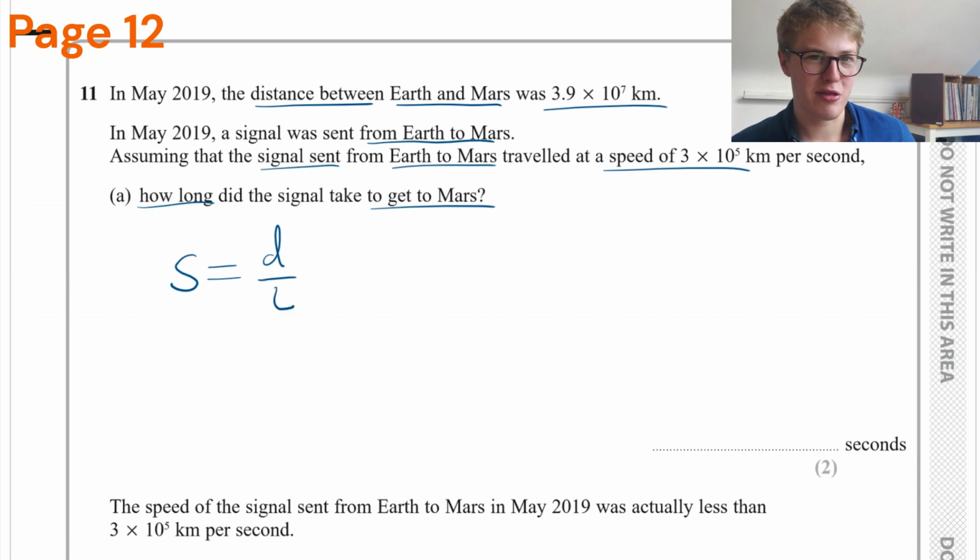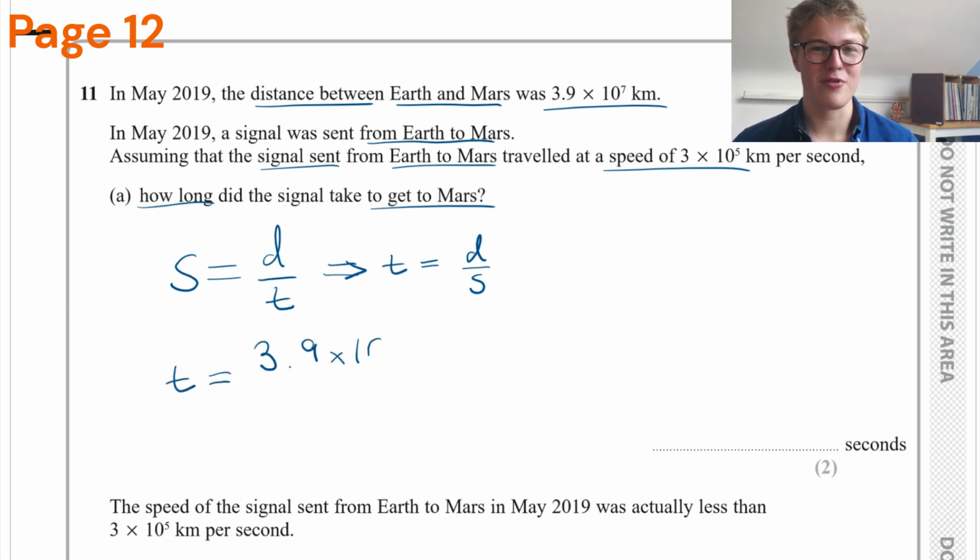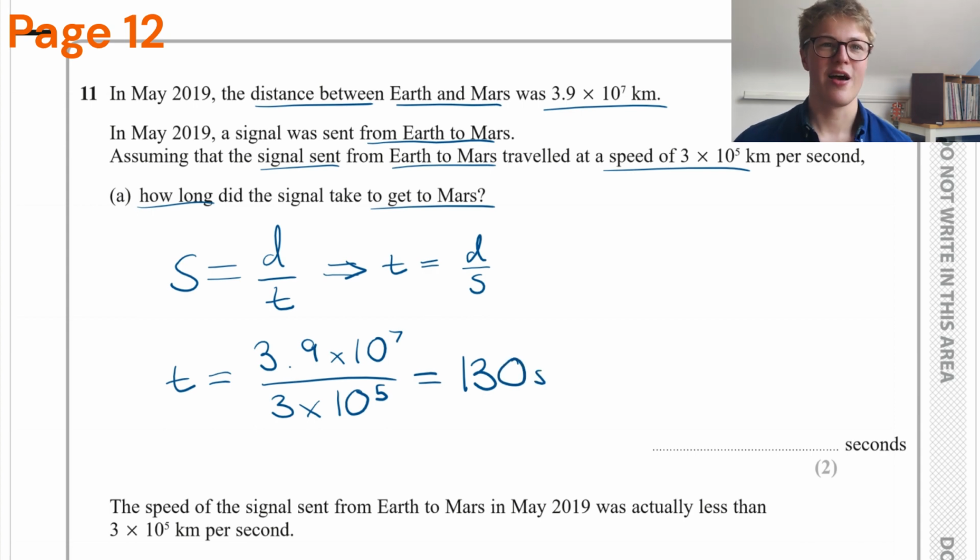So, speed equals distance over time, and this implies that time equals distance over speed. Using this, we can solve for the time taken to get to Mars. So we've got 3.9 times 10 to the 7 kilometres, which is the distance between Earth and Mars, divided by 3 times 10 to the 5 kilometres per second, leaves us with 130 seconds as the time taken.